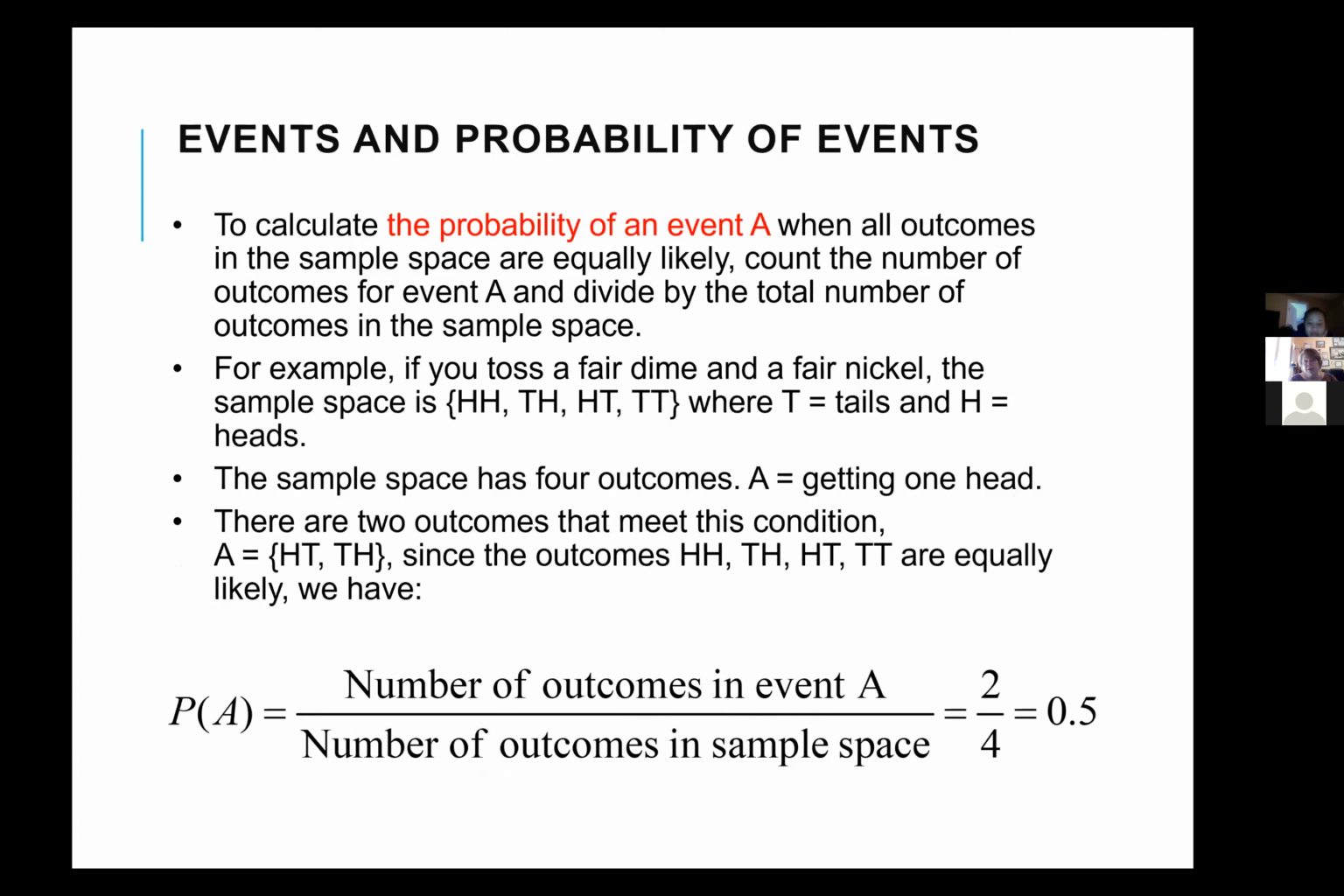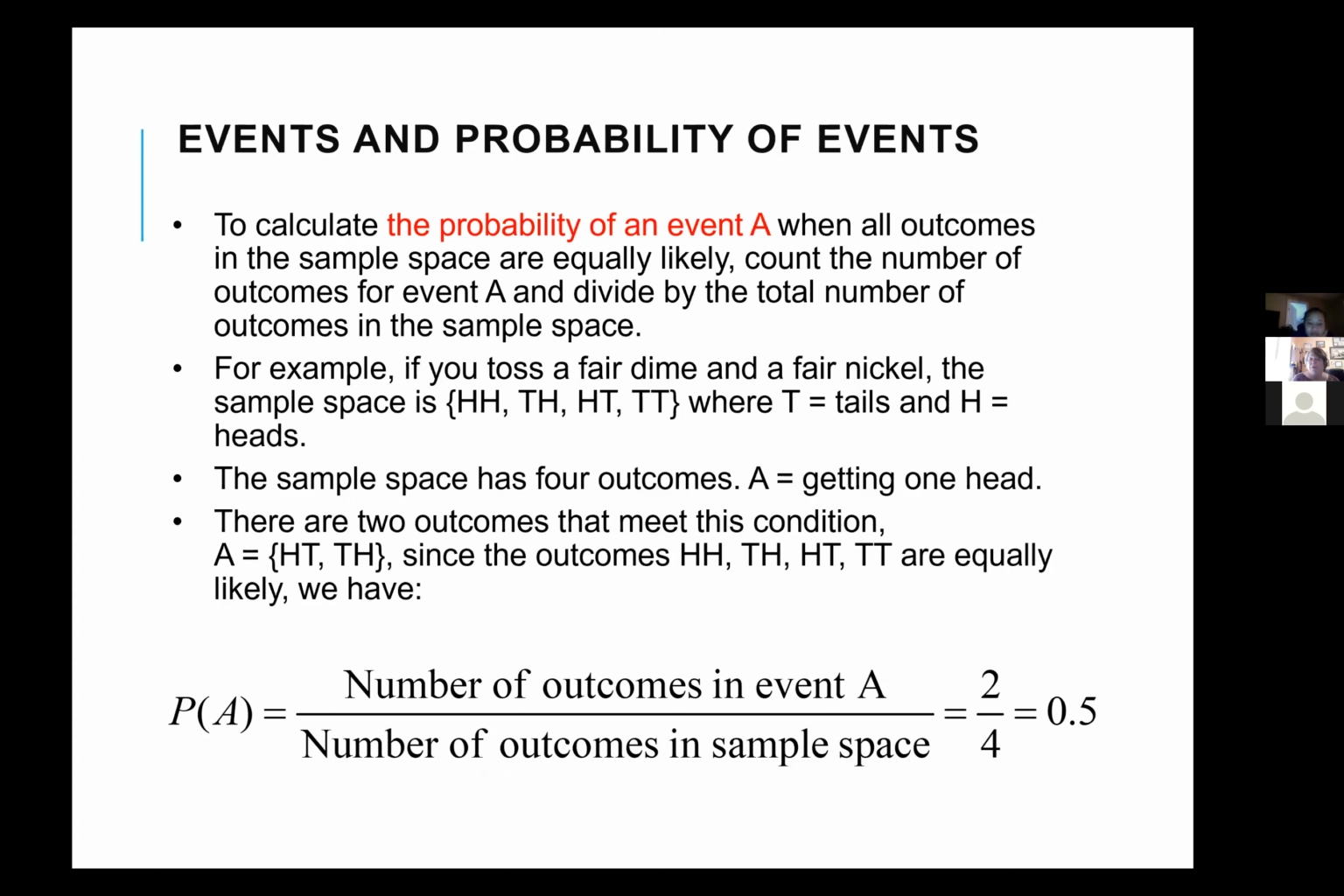Okay, so to calculate the probability of an event A when all the outcomes in the sample space are equally likely to occur, you count the number of outcomes for event A and divide by the total number of outcomes in the sample space. So you count the number of times your event A occurs, and you divide that by the entire number in the sample space.